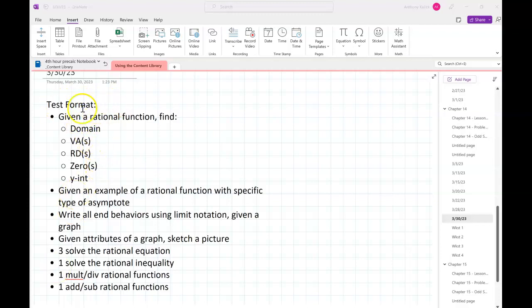So the test format, you should be able to solve problems where if I give you a rational function, you should be able to find its domain, vertical asymptotes, removable discontinuities, zeros, y-intercepts. I would probably do some of these as separate problems, like I'd give you a new function, just so that if you made some mistake factoring or whatever, it doesn't mess up like 10 answers.